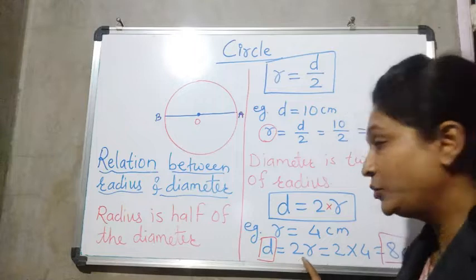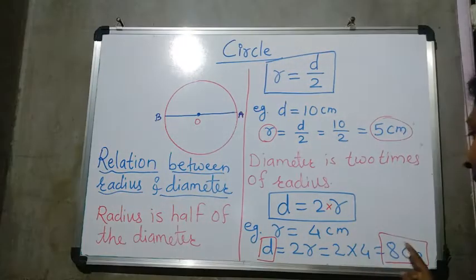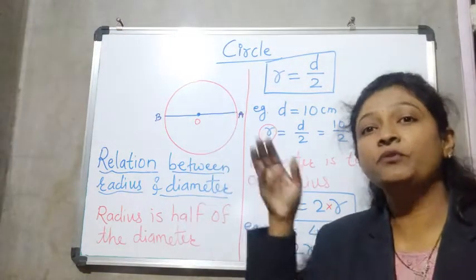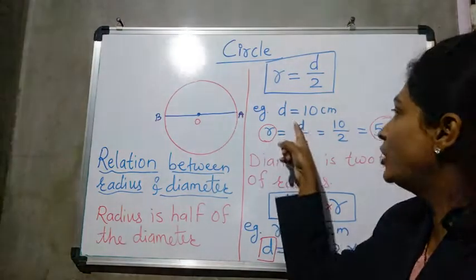This formula you have to use. So 2 multiply 4. Why? Because radius is 4. So 2 multiply 4, 8 centimeter. Okay. And if they given diameter, and if you have to find this radius, so how you will find? Radius is equal to half of diameter.